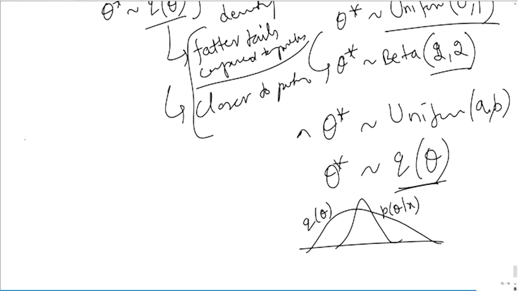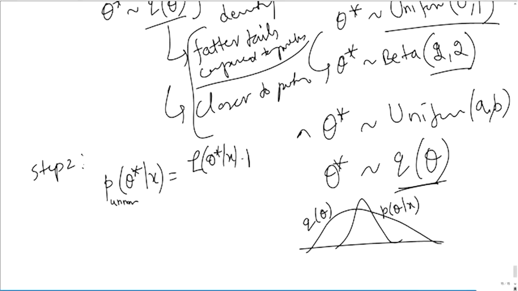Of course, there will be one more change. So in step 2, you would evaluate proposals. You will weight these proposals based on their posterior densities. How do we do that? So the unnormalized posterior density of theta star will be given by the likelihood of theta star times the prior density of theta star.